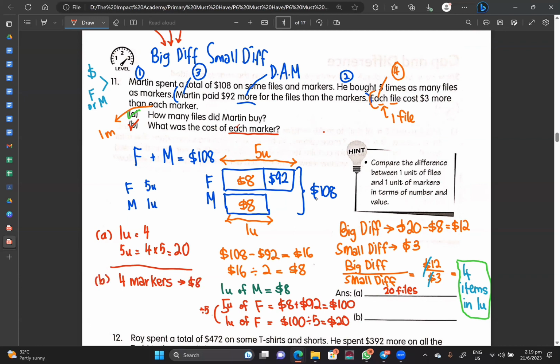Make sense? And they want you to find each. So each means 1 marker. All right, how do I find the price of 1 marker? Very simple. All I need to do is simply just $8 divided by 4, and that gives me how much? $2. And therefore, the cost of each marker will be $2.